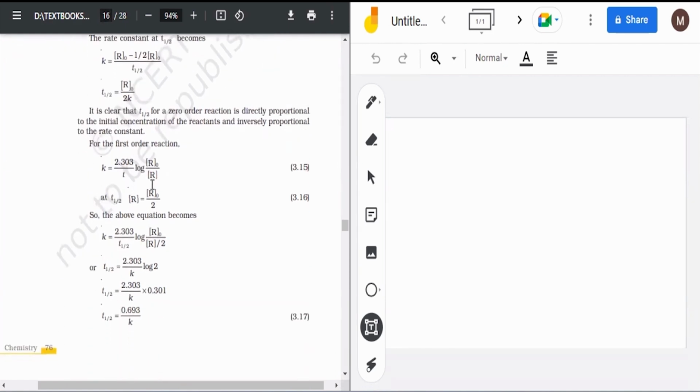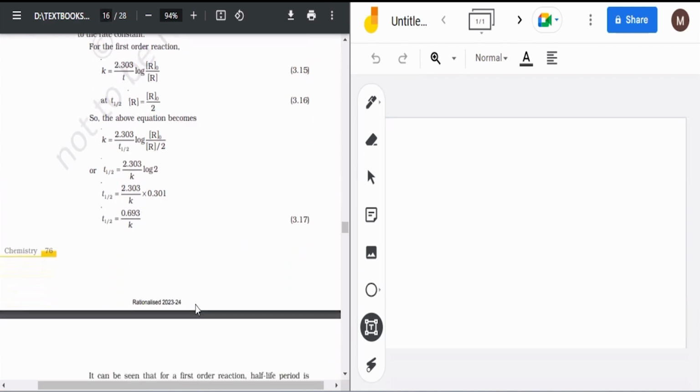इसको भी अपन लोग निकाल सकते हैं कैसे, जो फर्स्ट ऑर्डर का रेट लॉ है उसमें R नॉट बाई R में R की जगह R नॉट बाई 2 रख दो तो व्हाट यू विल गेट ln 2 and 2.303 by k, and multiplying 2.303 by log 2 you will get ln 2. So ln 2 by k is the required t half for first order reactions, and the value of ln 2 is 0.693, so you can keep it as it is. So t half will come to be 0.693 divided by k for first order reactions.